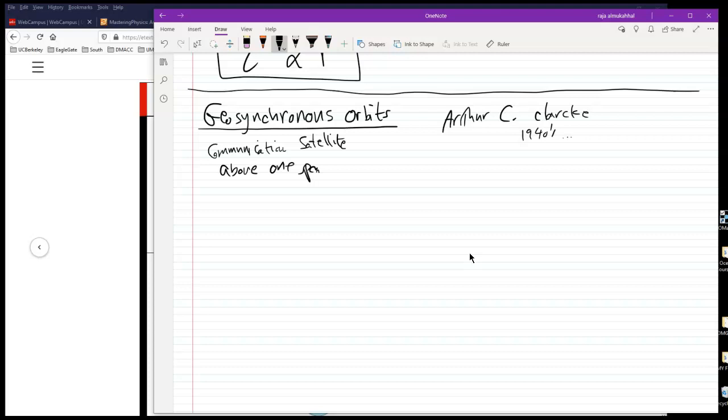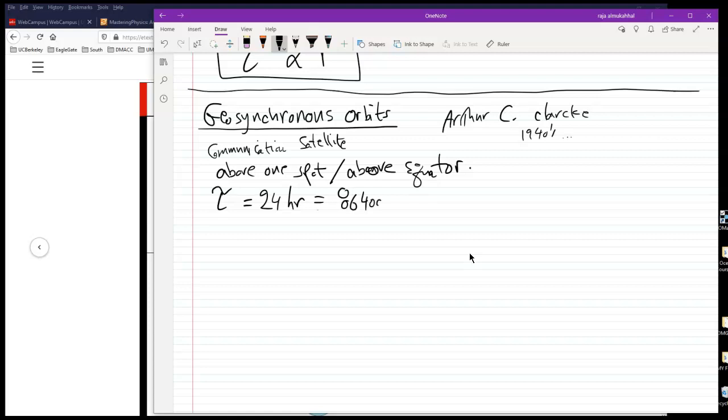So it is above one spot, and above equator. Okay. So what is the period of such satellite? Well, the period is going to be just 24 hours. Make sense? In other words, if it insists on staying on the same spot, it's going to be 24 hours, which is 86400 seconds. So that's the period of that satellite.